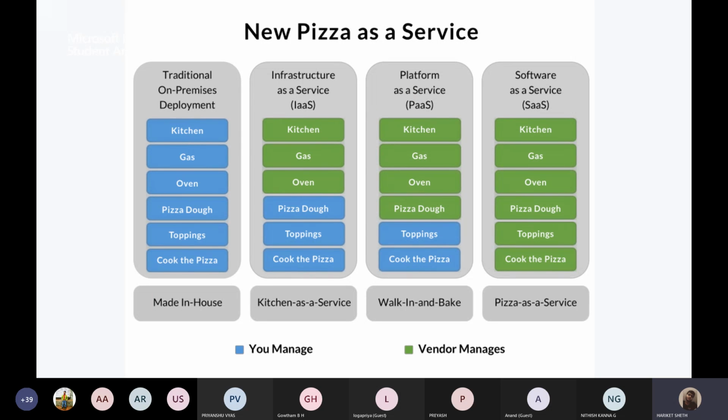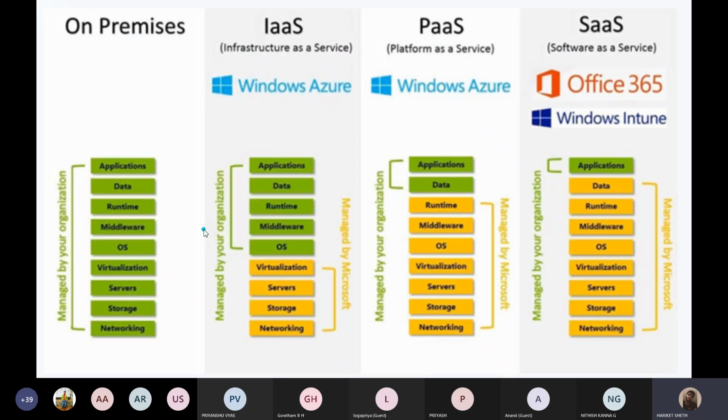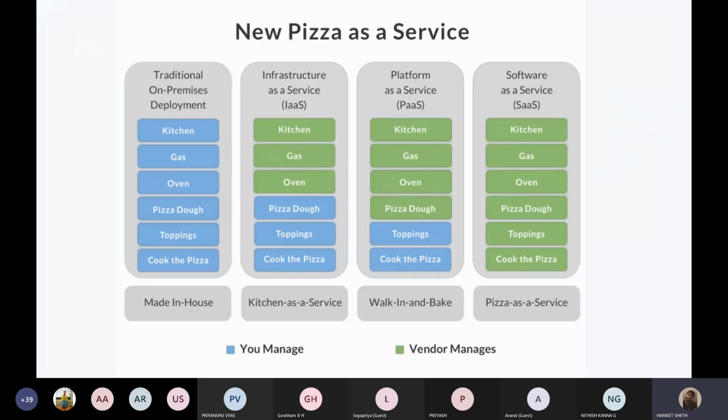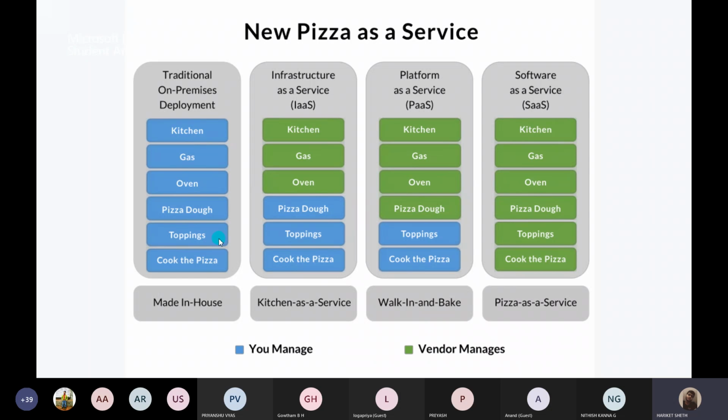You are all pizza fans, I'm very sure, and you must have ordered it sometime or the other. If you go for a traditional on-premises deployment, you will have a made-in-house pizza, where everything is dependent on you: the kitchen, the gas, the oven, the pizza dough, the toppings, and you're even cooking the pizza in your own oven or gas, whatever you use. Sorry, the slide is changing. So everything is dependent on you.